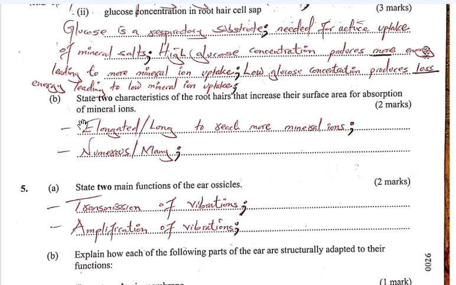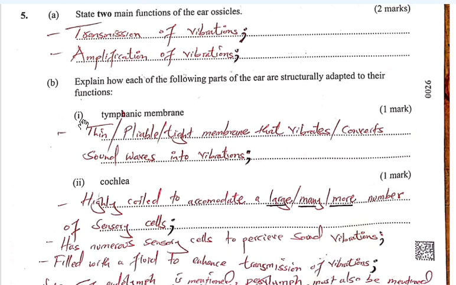Question 5. State two main functions of ear ossicles. And before we talk about the functions, these ear ossicles are three, and they're just the smallest bones in our body: malleus, incus, stapes, and their role is to amplify vibrations. Apart from the amplification of vibrations which are from the eardrum, they also transmit vibrations to the oval window.